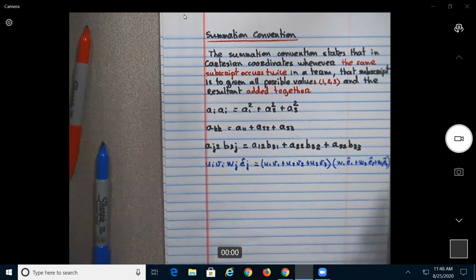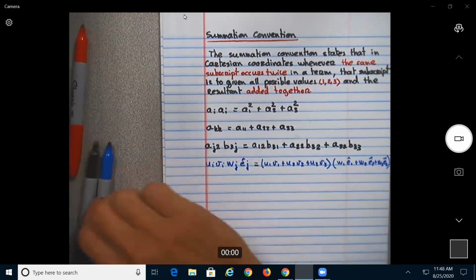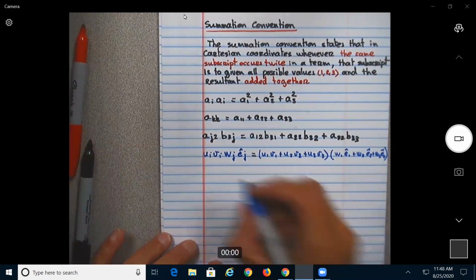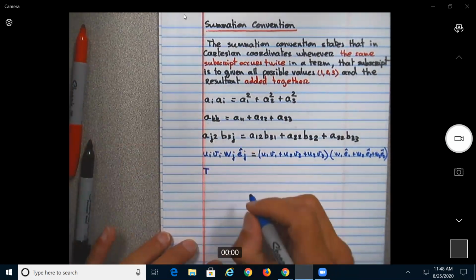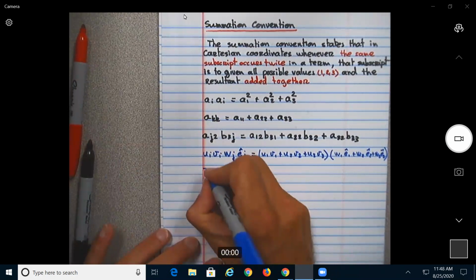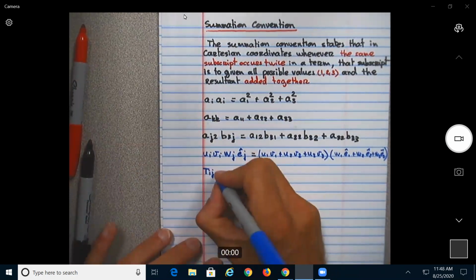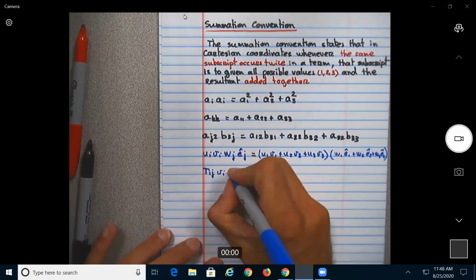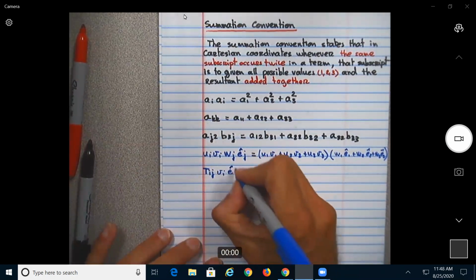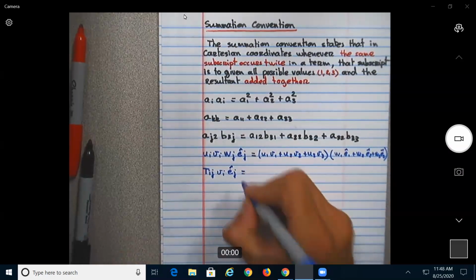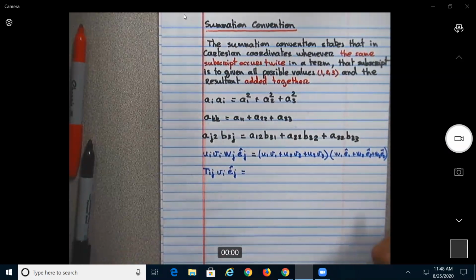Okay, I think we're going to do one more. So the one will be, and this is really a tensor, but I'm just giving an example, but all these are really tensors: V_i E_j. So both of them are being repeated. So this will be equal to what? This will be equal to T.